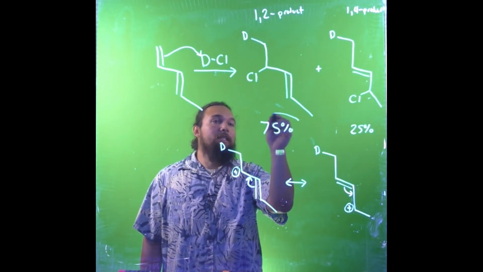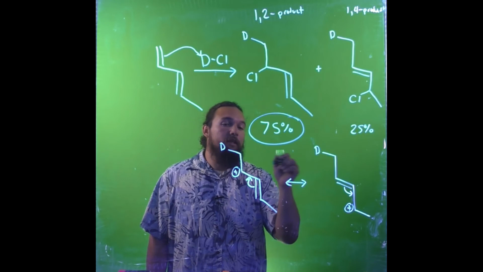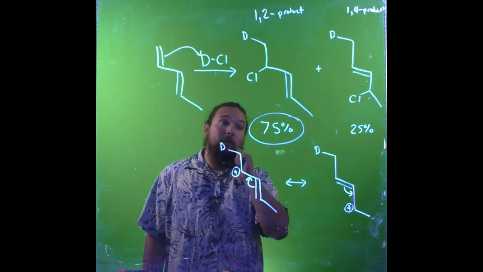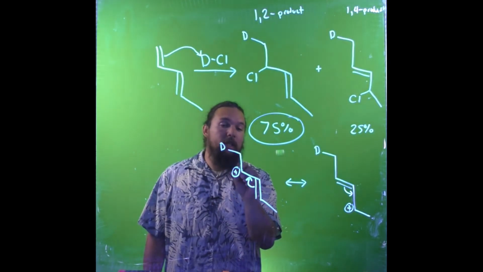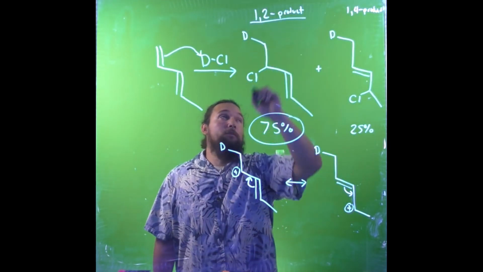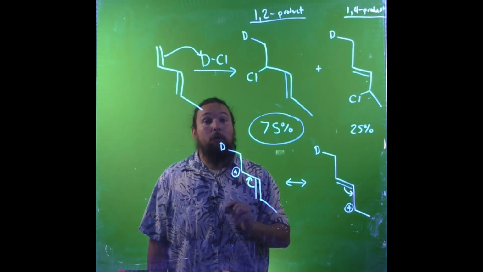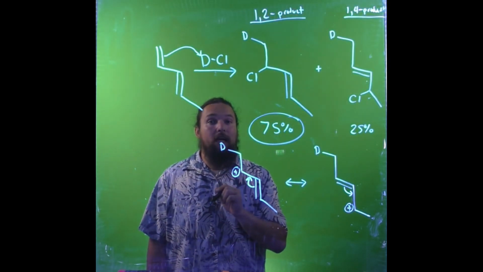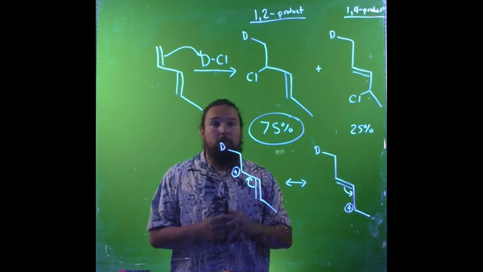The fact that we see 75% of the 1,2 product versus 25% led them to believe that the Cl is adding to this position here, the 1,2 position, as opposed to the 1,4 position, due to the proximity of the chloride ion as opposed to the higher activation energy to jump.